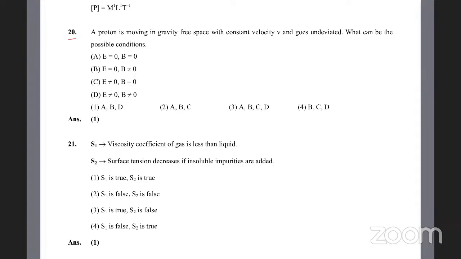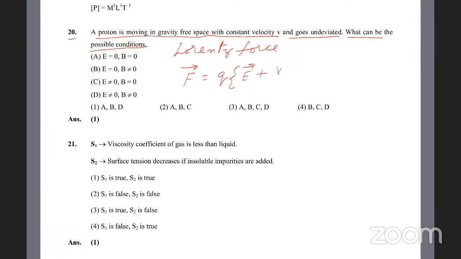Look at this, 20th. A proton is moving in a gravity-free space with a constant velocity and goes undeviated. What can be the possible conditions? So this is based on the concept of Lorentz force. The force experienced by a moving charge in an electromagnetic field is Q into E plus V cross B. Lorentz force.